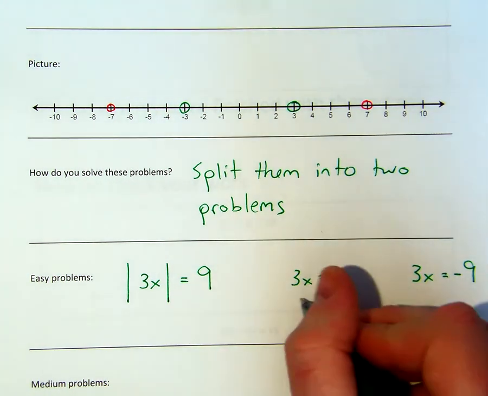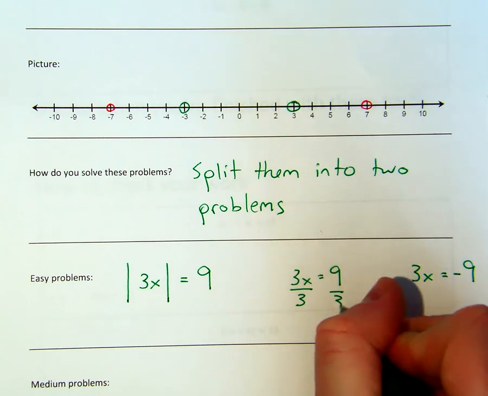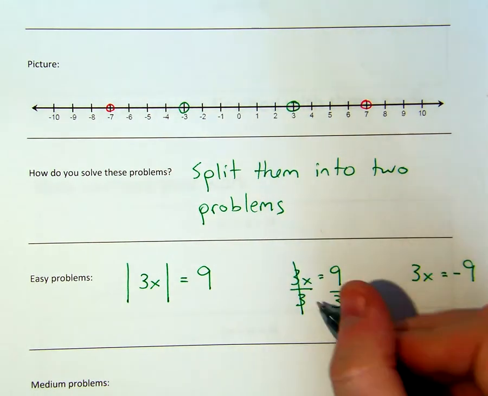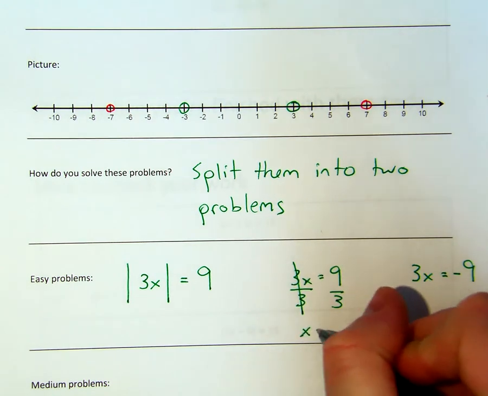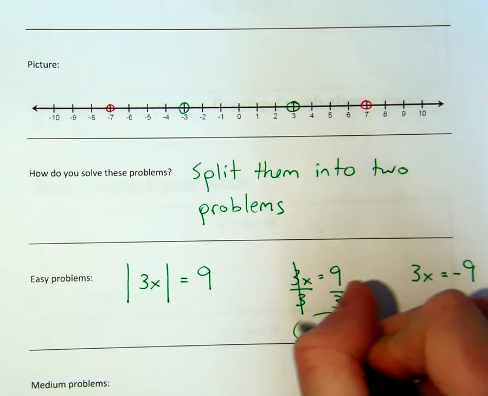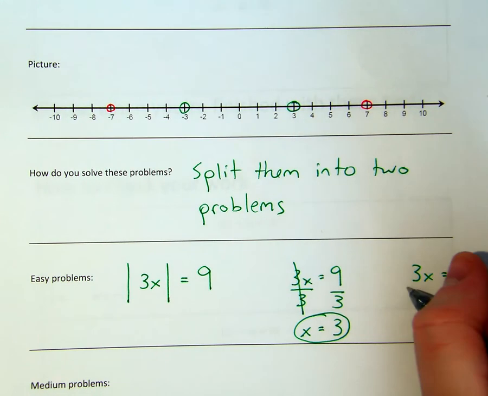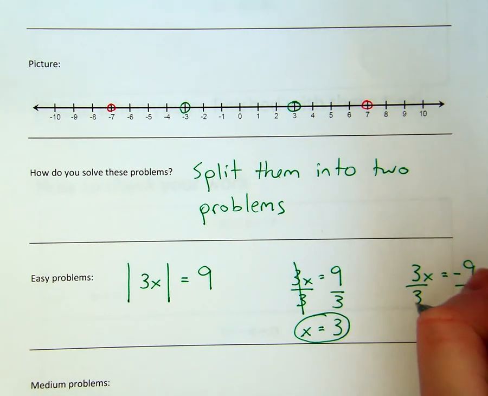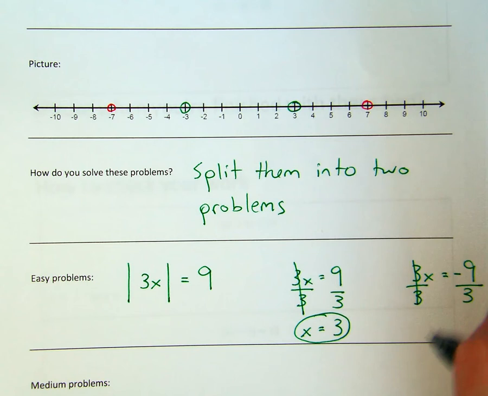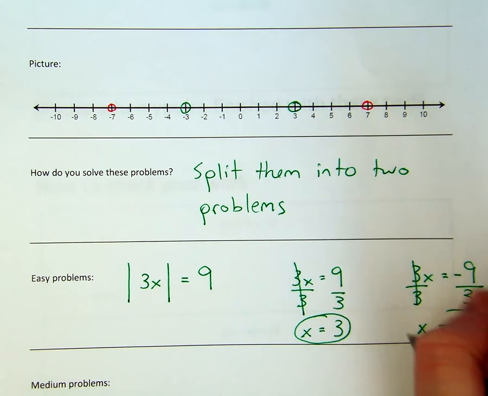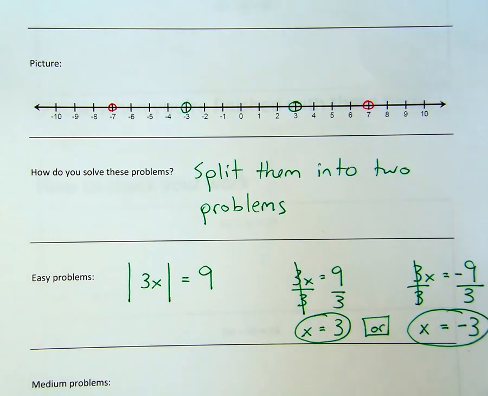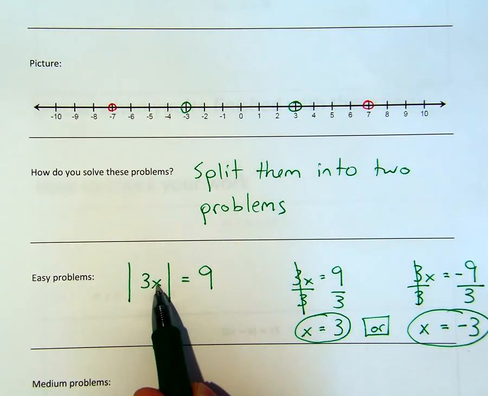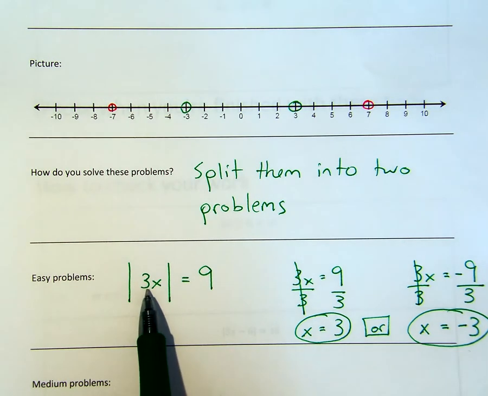And then we just solve these problems like we would any other algebra problem. You just have 2 of them to do. In this case, the 3 is connected to the x by multiplication, so we would divide both sides by 3 and find that x equals 3. That's one of our solutions. Over here, we split the 3x with the divide 3 and find out that in this problem, x equals negative 3. Either of these solutions is acceptable because either number plugged in for x would yield the correct answer.